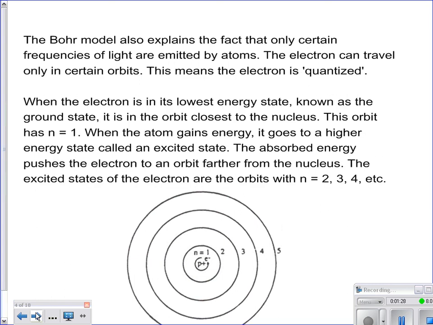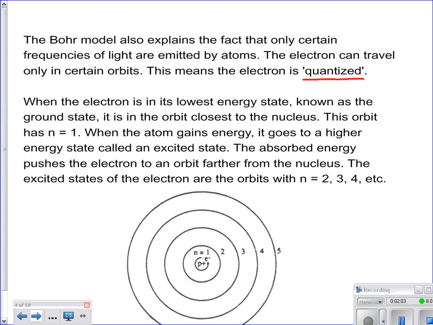Then we get to this part. The Bohr model also explains the fact that only certain frequencies of light are emitted by atoms, and the electron can travel only in certain orbits. So we remember these electrons are only in these certain orbits, which means that the electron is quantized. As opposed to having an infinite, continuous spectrum of different wavelengths or frequencies of light that can be emitted, what we're seeing is that we only get these very discrete frequencies that are emitted.